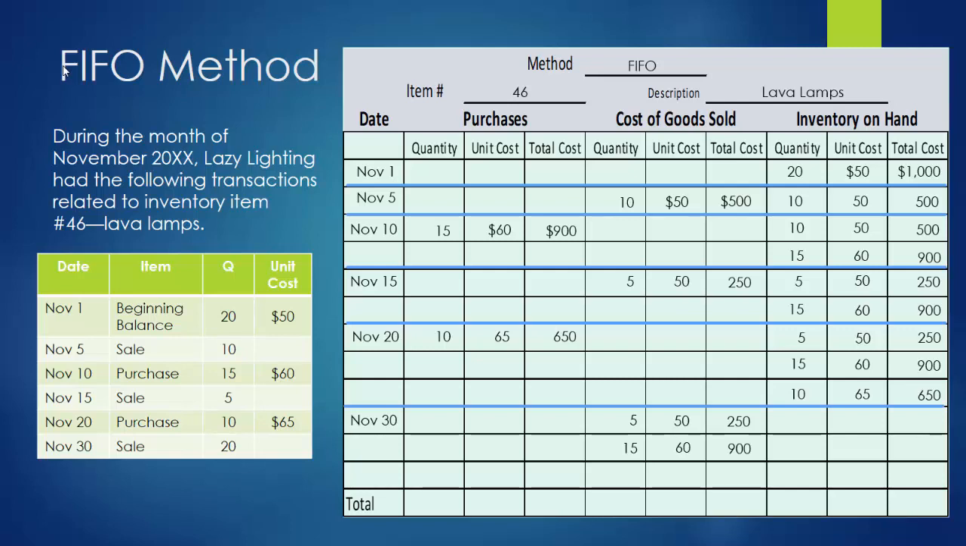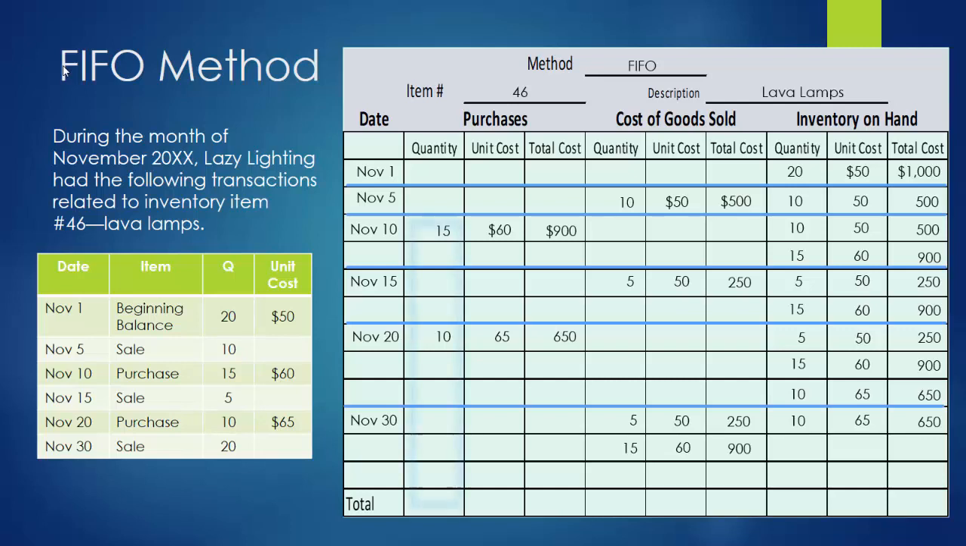So all we have left at this point after this November 30th sale is 10 lava lamps, which cost us $65 a piece. So we have a total cost basis in our inventory of $650 for that one and only layer. Next, we have to report our totals, and we only report totals for the quantity and total cost sections of our quantity and total cost columns of our 3 different sections.